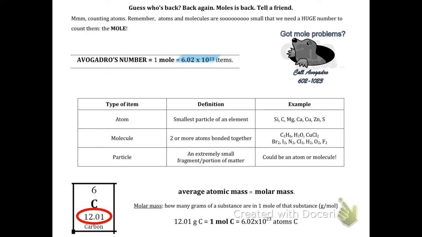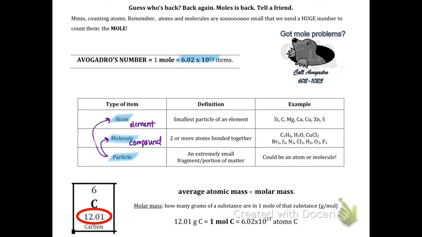And so a long time ago, we said an atom and then now a molecule and particle are all part of Avogadro's number. So think of atom like an element, and then think of molecule like a compound. And then a particle could be a molecule or an atom. Okay, so it could represent either or.